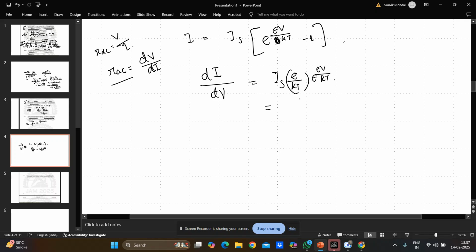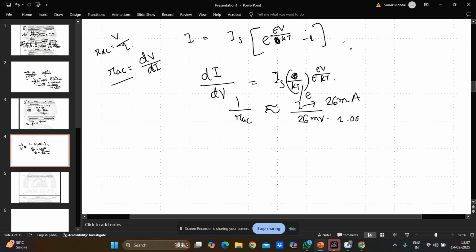Okay, so kT by e, you can put this e in the denominator, and it is just 1 by RAC, and Is e to the power eV by kT is approximately equal to, not exactly equal to, I. Okay, so I, this minus 1 is of course there, so you can account for this, but in most of the cases you don't need to account for this. Okay, so it is I by 26 millivolt. And what is I is given in the question, it is 26 milliampere. Okay, so this will come to 1.00.